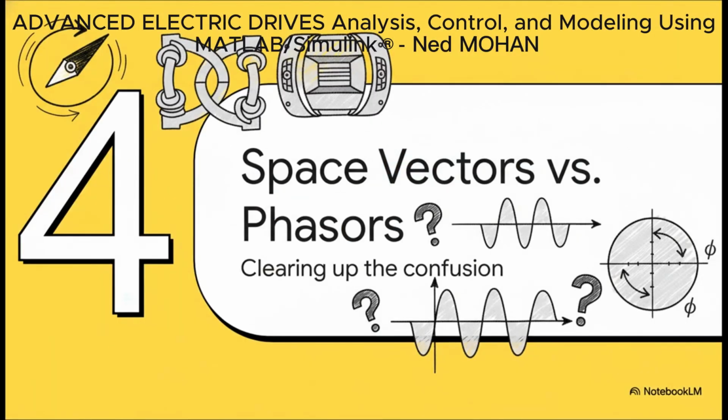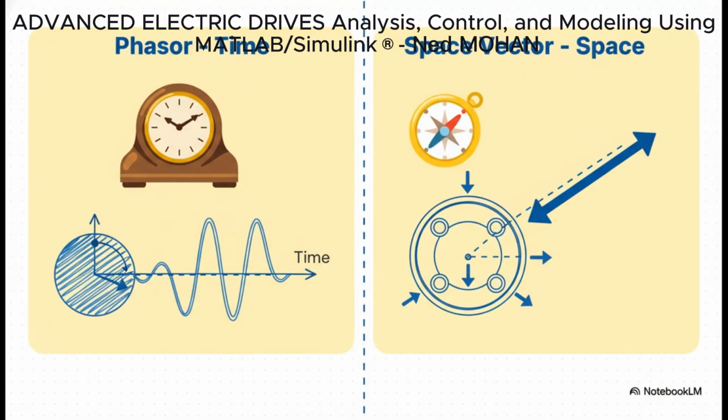Okay, so right about now, I know what some of you are thinking. You're thinking, hold on, a rotating vector that represents AC quantities, isn't that just a phasor? And you know what? That is an excellent question. It's probably the single most common point of confusion, so let's just clear it up right now. The difference is absolutely fundamental.